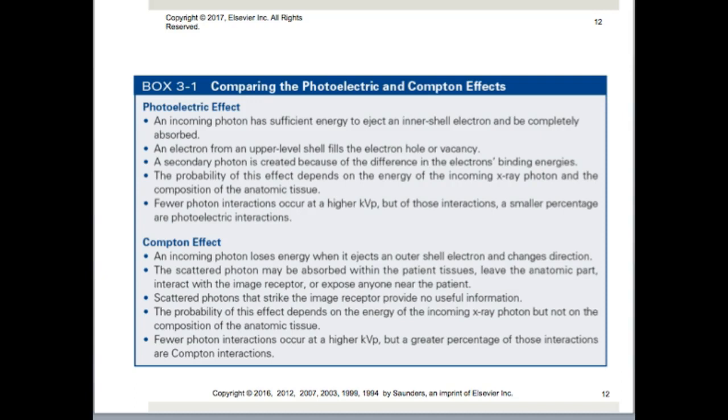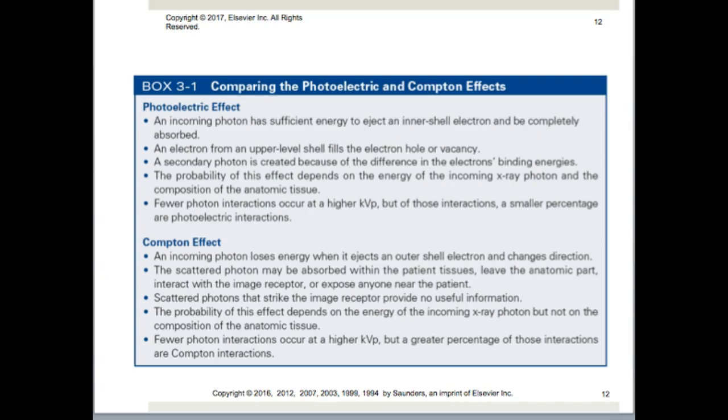So the dose you receive as a worker in radiation is from Compton. So Compton effect or Compton scatter, that is occupational dose. So we are being exposed from the patient's interactions. Kind of crazy, huh? Scatter photons that strike the image receptor provide no useful information, so we want to clean up Compton scatter as much as we can.